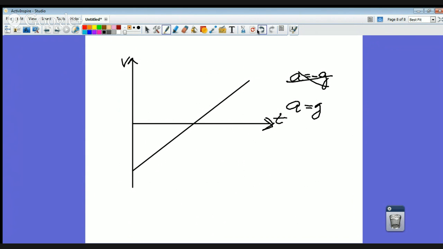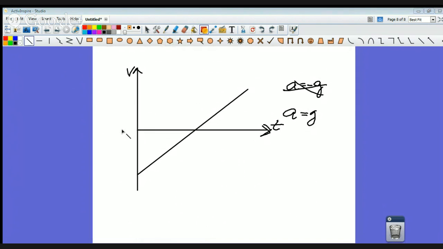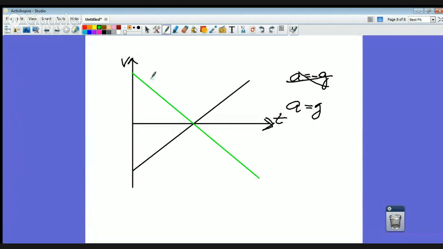But this is what the graph looked like. Or, here, I'll do one in green again. So this would be a equals negative g, and then the black one is a equals g. So both are valid, it just depends on how you set up your coordinates.